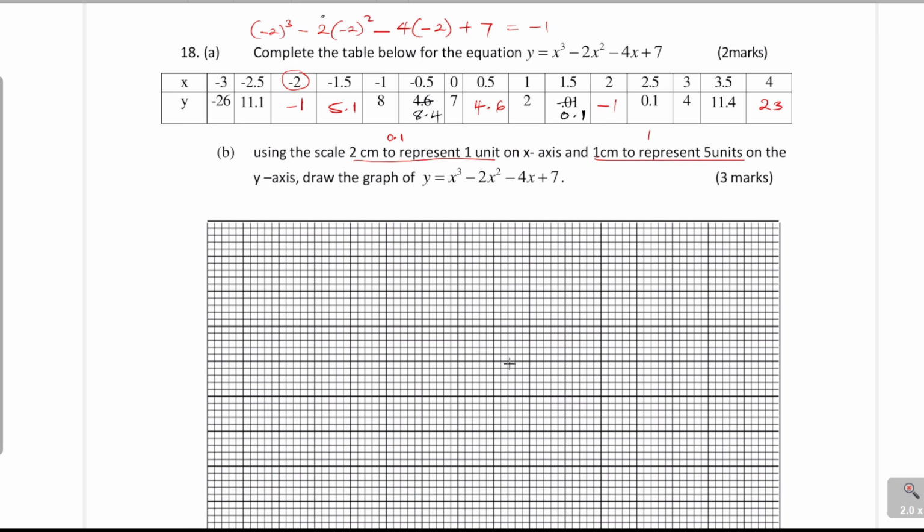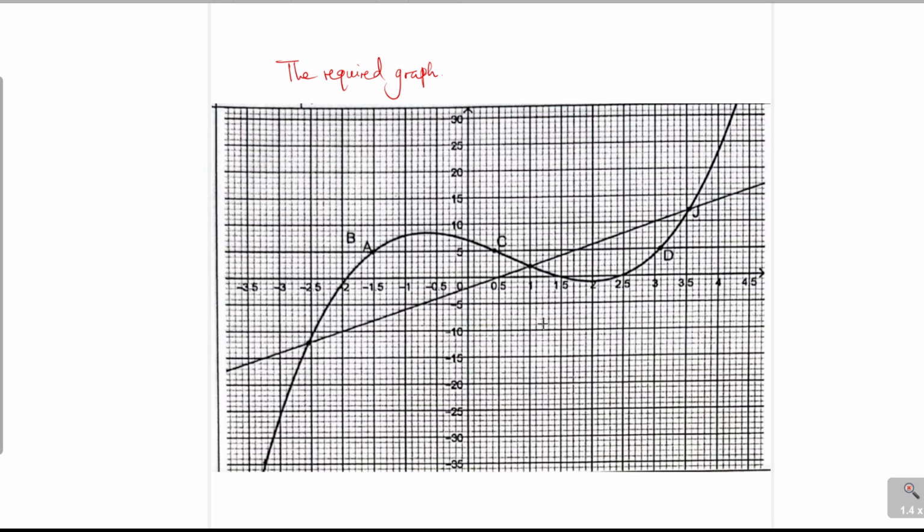So draw that graph. I've already done that. Once you plot these values and use the given scale correctly, this is what you're supposed to have. This is the required graph. Make sure you plot everything, and when you're drawing your curve, it will not be exactly the way you see this one. This one is drawn using a computer. So when you draw your curve, ensure that the curve is smooth and passes through all the plotted points.